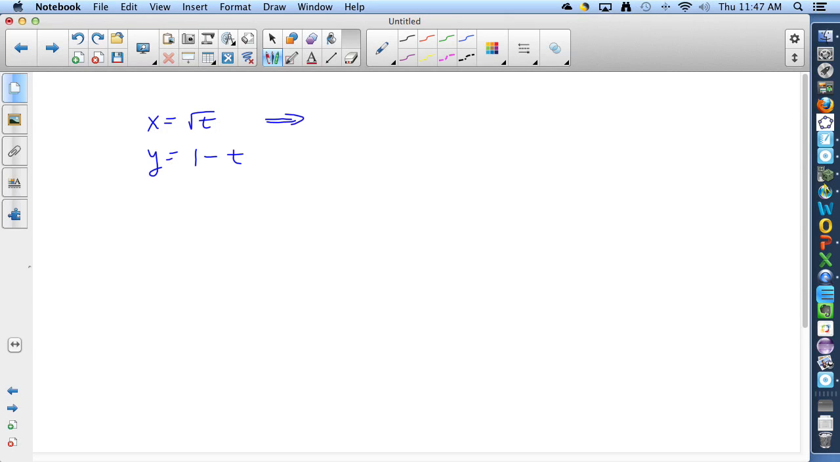Say t equals x squared. And now I'd get y equals 1 minus x squared, or negative x squared plus 1. But I'm going to remind you, we just talked about this, t has to be greater than or equal to 0, which means x is greater than or equal to 0. So this function is appropriate so long as x is greater than or equal to 0, and that's why we only get half the parabola.